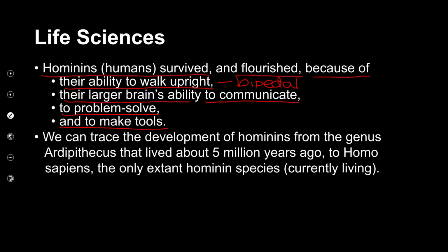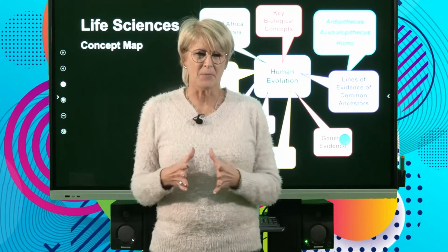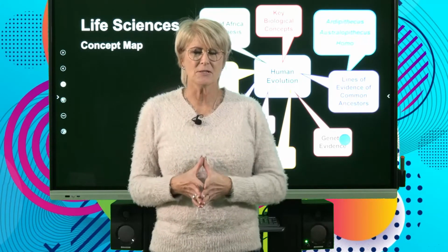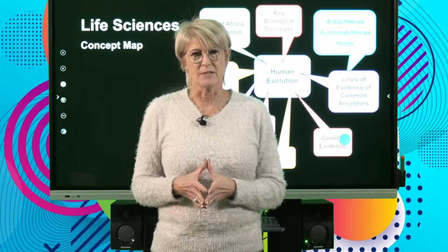So we can trace the development of hominins from the genus Ardipithecus. That's where we're going to start. Ardipithecus lived about 5 million years ago, and we go all the way to Homo sapiens, which are the only extant hominin species today. Those are the key concepts that we've looked at. We're going to take a short break, and we'll see you after that.